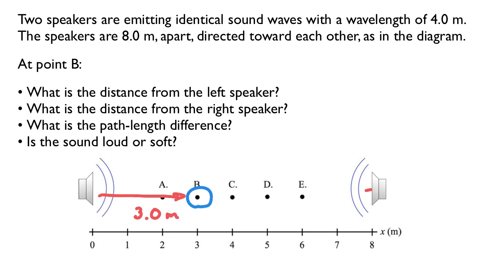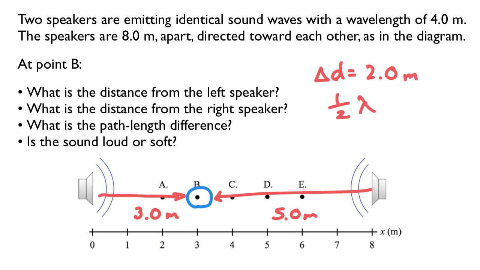The distance from the right speaker to point B is 5 meters. The path length difference, delta D, is equal to 2.0 meters. Well, that's equal to 1/2 wavelength, and so the waves will be exactly out of phase with each other. When the waves get to point B, the crests from one wave will be meeting the troughs of the other. And as a consequence, this will be a soft spot. The waves will cancel at that point.